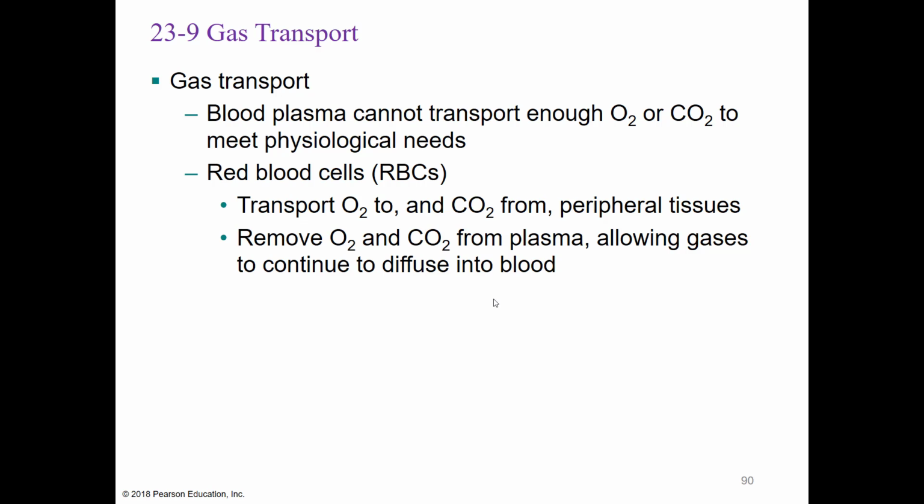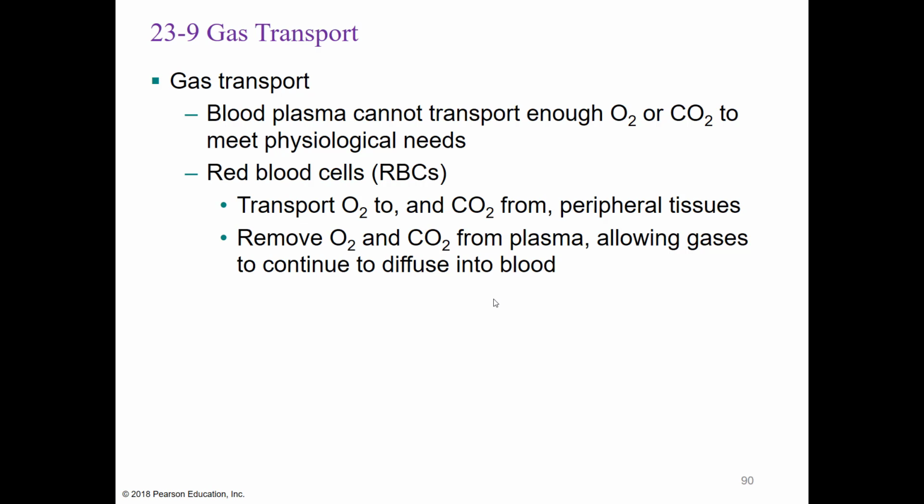Blood plasma cannot transport enough oxygen or CO2 to meet your physiological needs. So your red blood cells, or RBCs, are going to help by transporting oxygen to and CO2 from peripheral tissues. They're going to remove oxygen and CO2 from plasma, allowing gases to continue to diffuse into the blood.